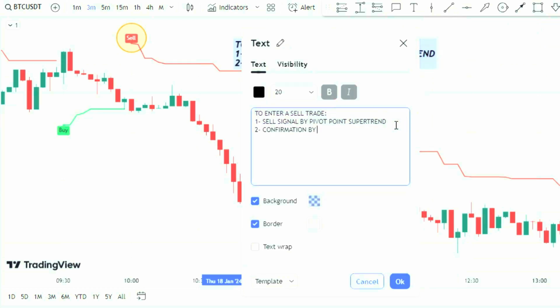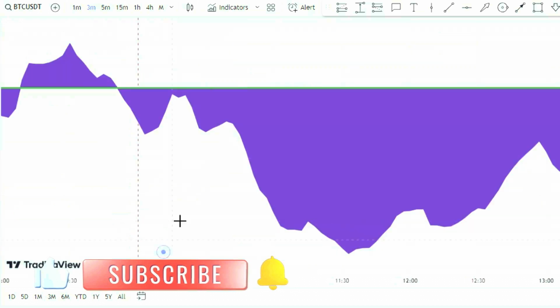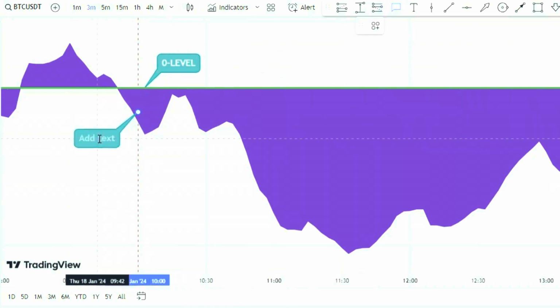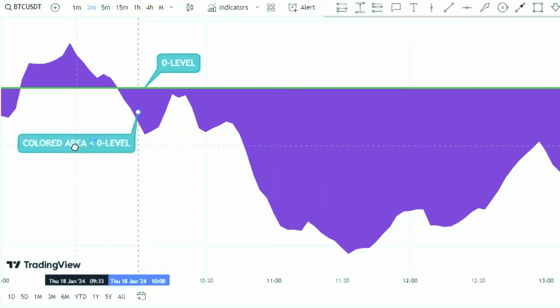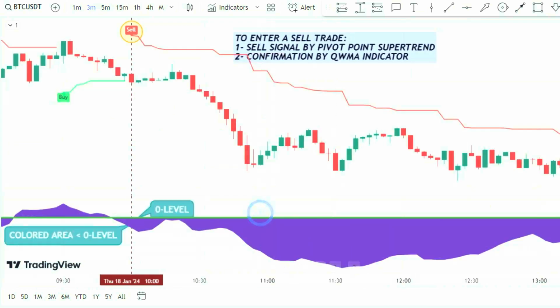This indicator has a colorful area that dances around the zero-level line. When the QWMA area drops below the zero line, it's like a neon sign flashing sell, a clear indication of bearish market momentum. Once these conditions are met, you're ready to enter the trade.